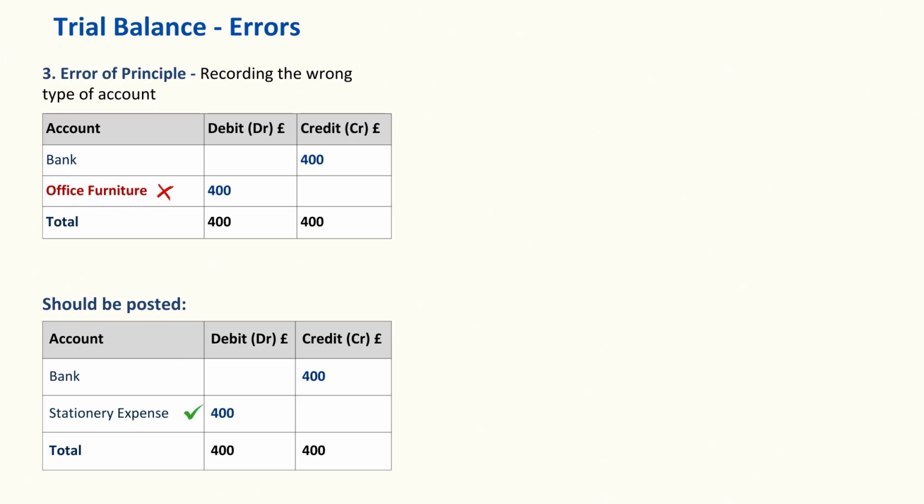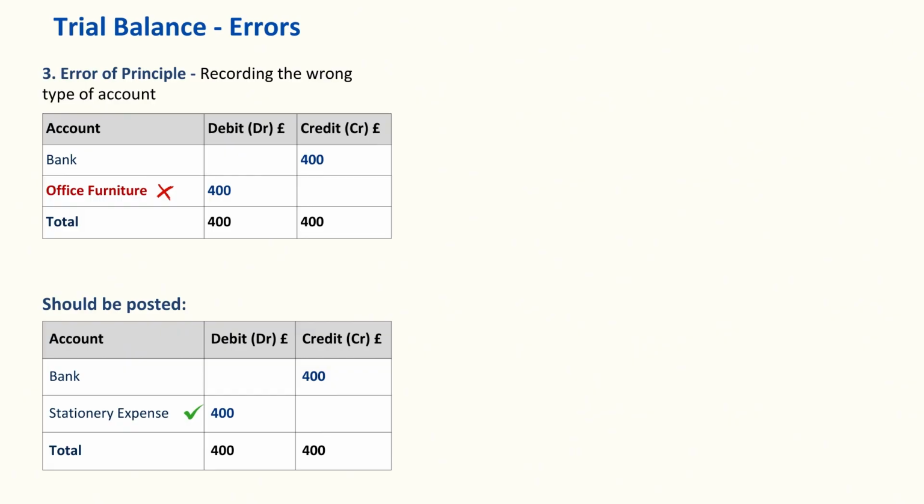For an example, the business pays £400 for office stationery, like pens and paper, but the bookkeeper accidentally posted it as if the business had bought a new office desk, which is a non-current asset. Wrong entry was made, debit office furniture £400, which is a wrong type of account. The amount is correct, £400 was paid, but it was posted to the wrong category of account.